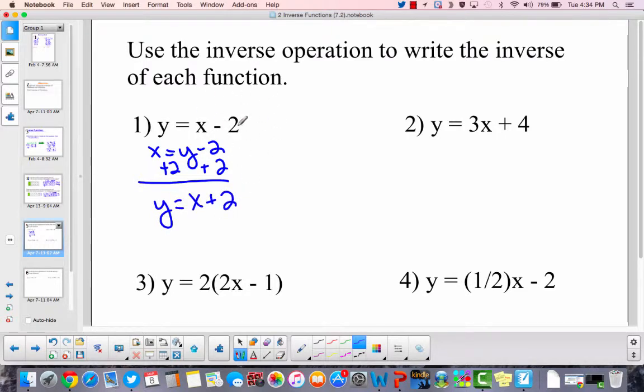Notice what's the opposite of subtracting 2? Adding 2. Same thing here. Take the x and the y and just switch them. Why don't you try that one? So pause it here so you can try it. All right, let's try this one together. Switch your x and your y. Not the 3. It's just the variable and just the variable. So x equals 3y plus 4. Get the y by itself by subtracting the 4.